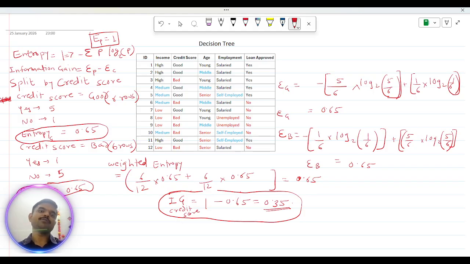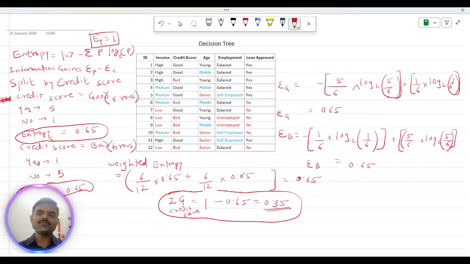And what is the probability of good? What is the entropy of good? It is 65%. What is the probability of bad? It is 65%. So it comes to 0.65, and information gain is entropy of the entire data set minus entropy of the child parameters. Now here our child parameter is credit score. So 0.35 is the information gain for credit score.